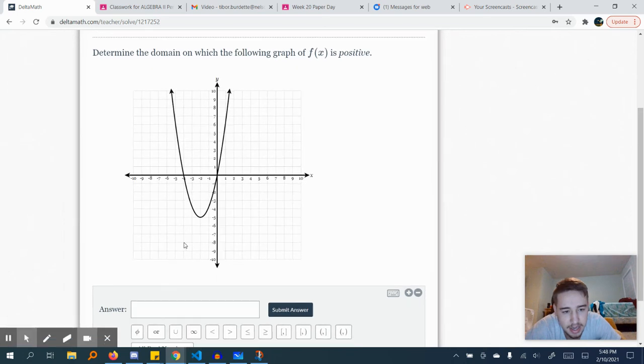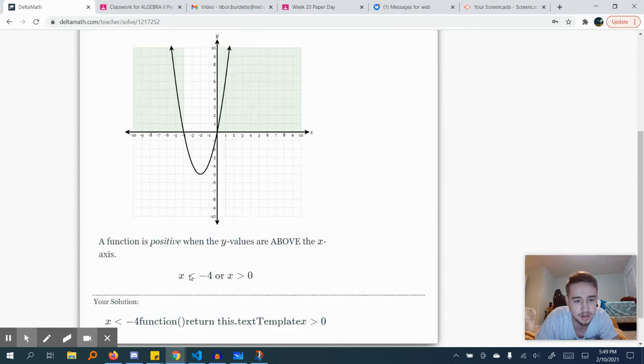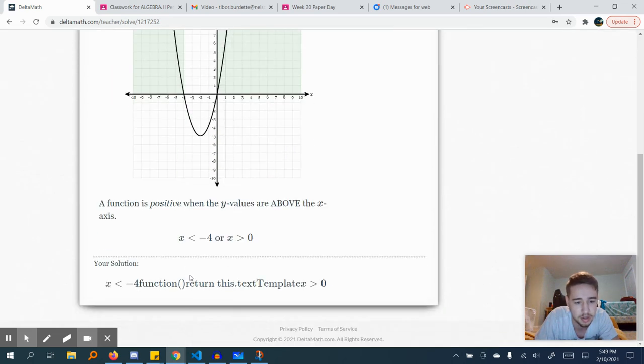So we're going to say x is less than -4. And then we're just going to say the little cup symbol that means or. We could also say or. I think either of those things actually works. I'm not 100% sure what Delta Math is going to want, if any particular formatting, but I'm just going to use the cup, and then x is greater than 0. In either of those places, you're going to have a positive function. Okay, I guess it does want the or.